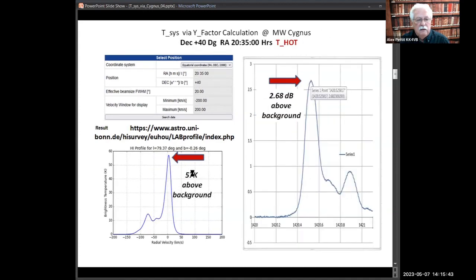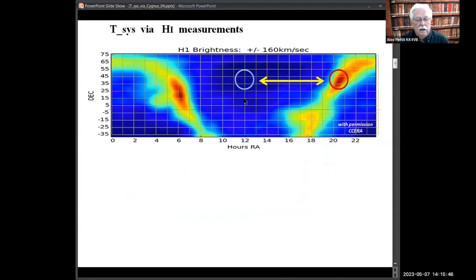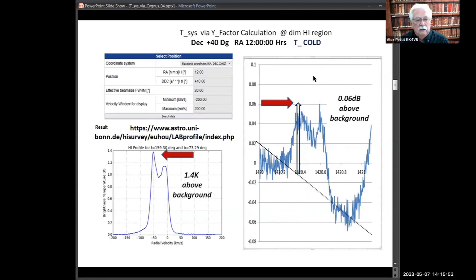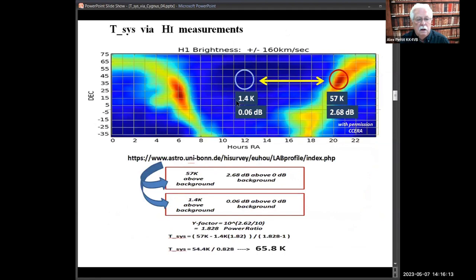Then I went over to that other area, which was very cold, at 12 hours, same 40-degree declination, and got this. Not much of a signal, but it's only 1.4K above the background. I didn't try to do much with this because the numbers are so small. I just put this sloping line here that says this is 0, so it's about 0.06 dB above the background. If I use those two numbers, 0.06 and 57, I come up with 65K.